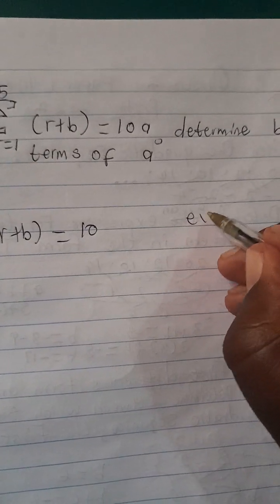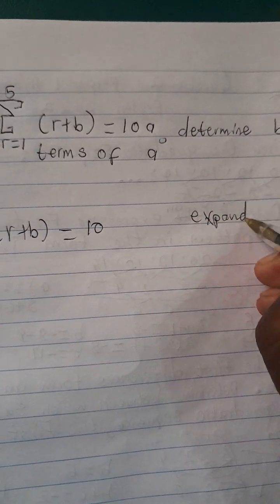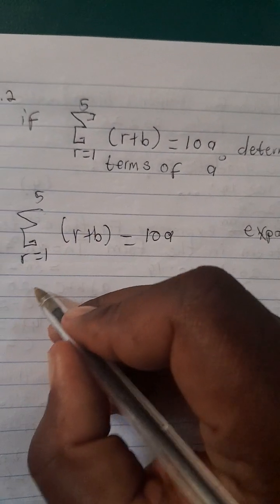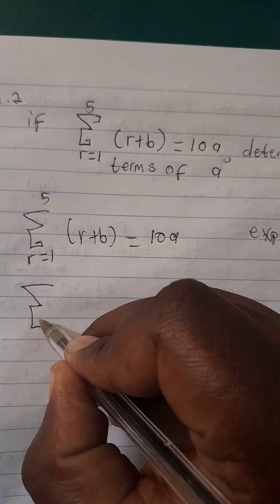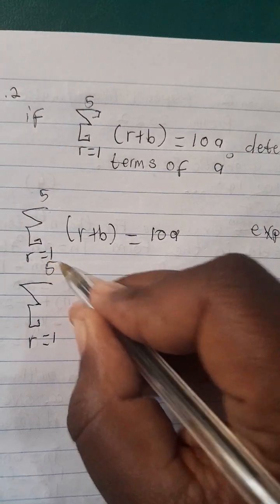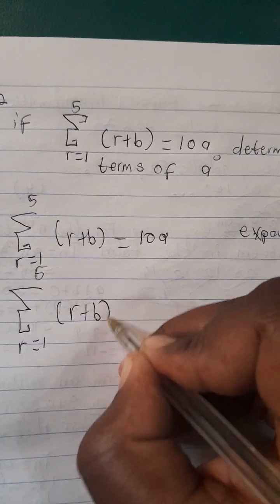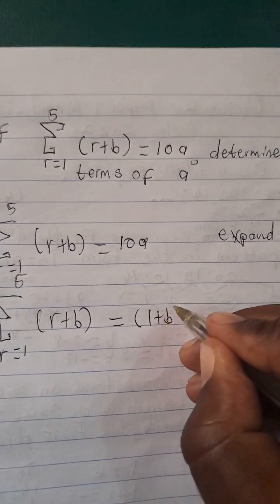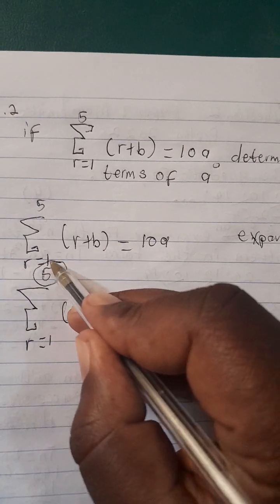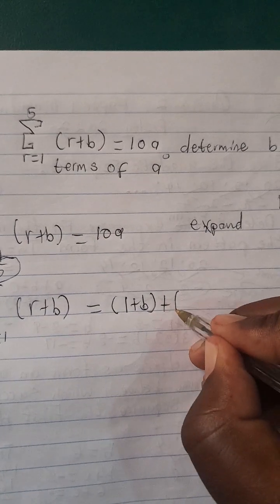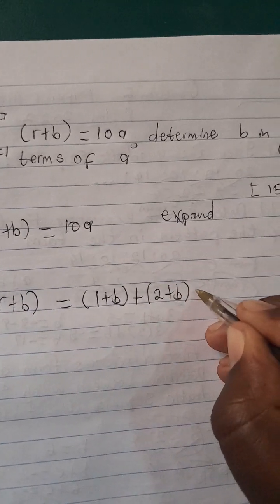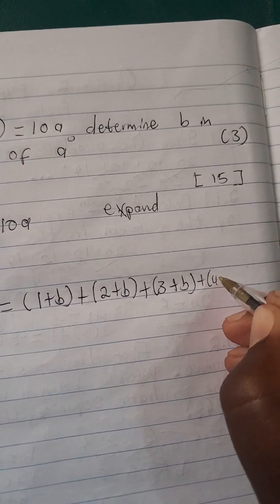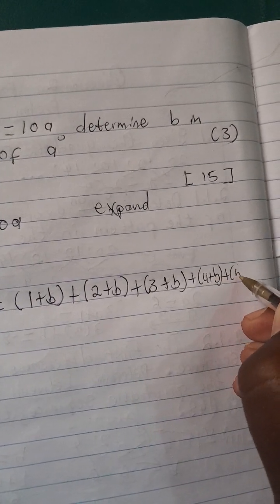First thing, guys, I will just say expand this, right? Remember, this is 10a. So okay, let's expand this. We'll write it as sigma, the starting point is r equals 1, end point is 5. Then we have r plus b, which is equals to, when we substitute 1, we're going to have 1 plus b till, remember that we end at 5. So it's going to be 2 plus b. All right, expand 3 plus b, as well as 4 plus b, as well as 5 plus b.